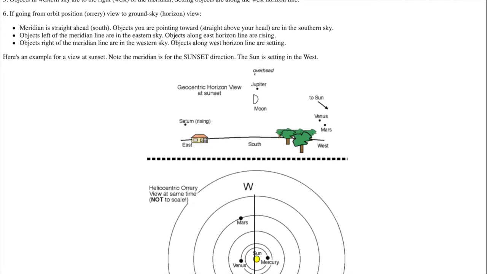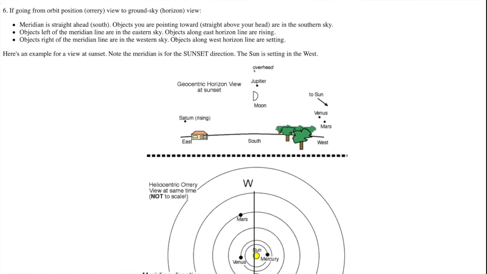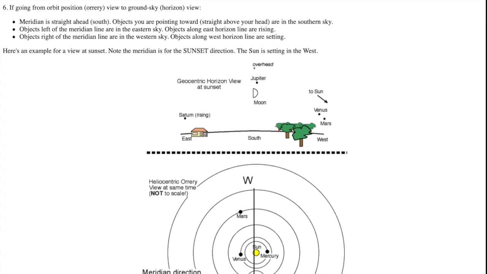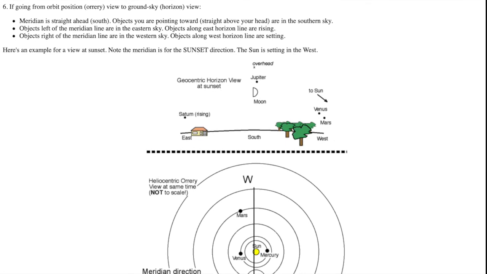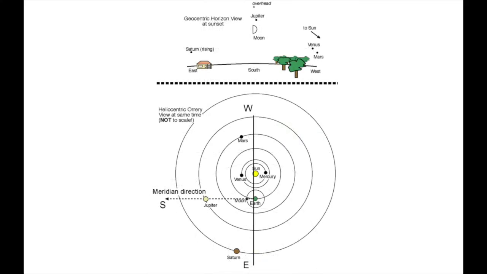Step 6 has the key facts if you're going from orrery, or orbit view, to the ground view. In the bottom picture, the noon direction for the Earth, drawn below the Sun on the page, is toward the top of the page. Therefore, at sunset, the meridian due south direction is toward the left side of the page. The horizon line is drawn perpendicular to the 6 p.m. observer, so the horizon line goes straight up and down.